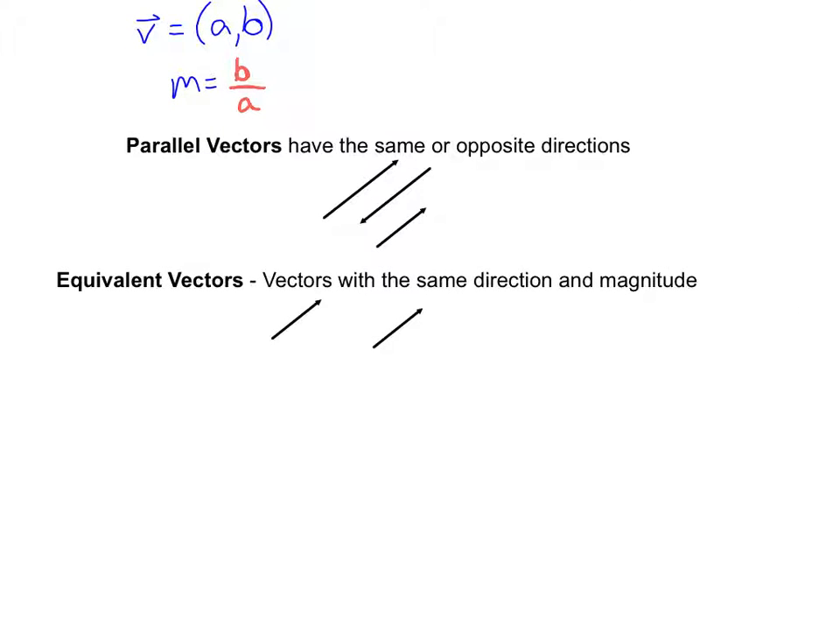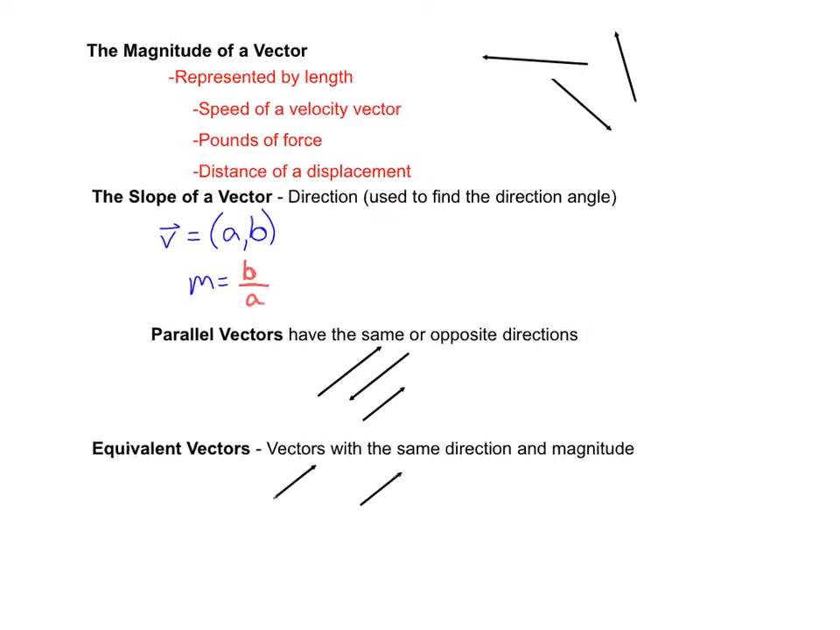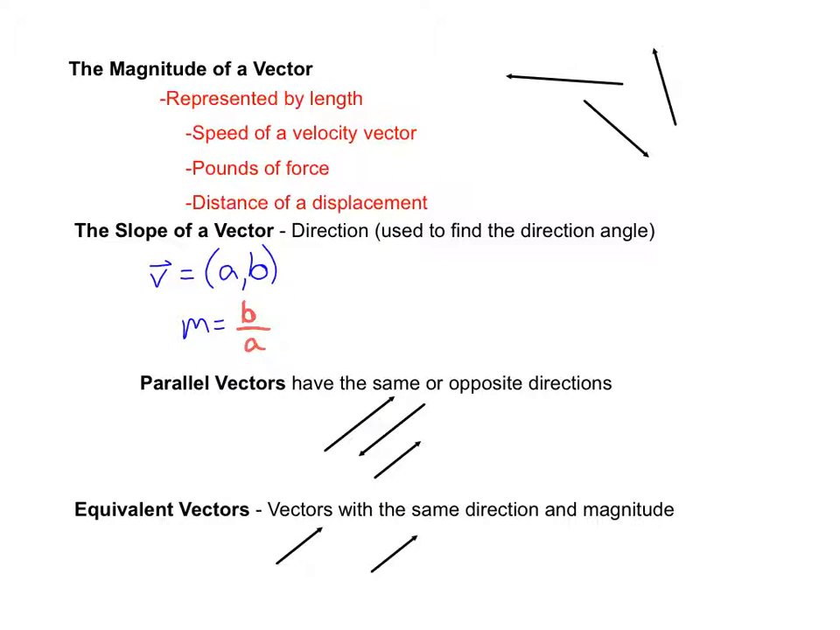Another term is equivalent vectors. Equivalent vectors have to have the same direction and magnitude. So they can't be opposite. They have to be the same direction and the same magnitude, and if you're drawing them, you would try to draw them as close to the same length as possible. So again, just some more terminology here as we introduce this topic.